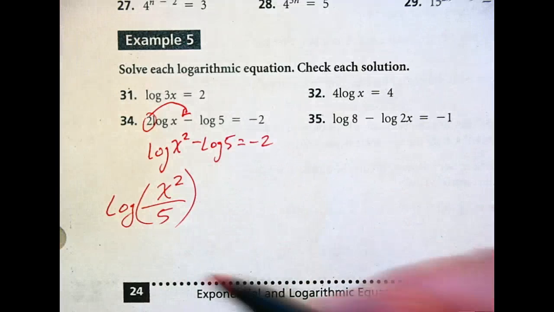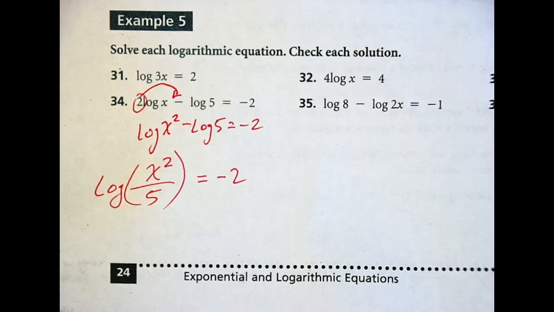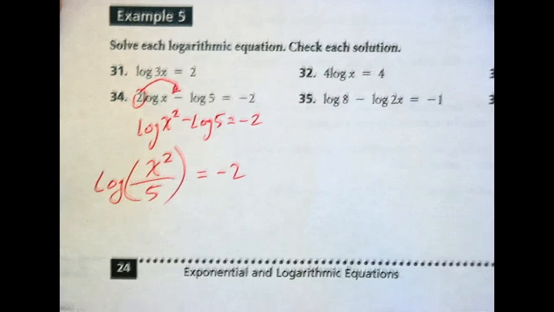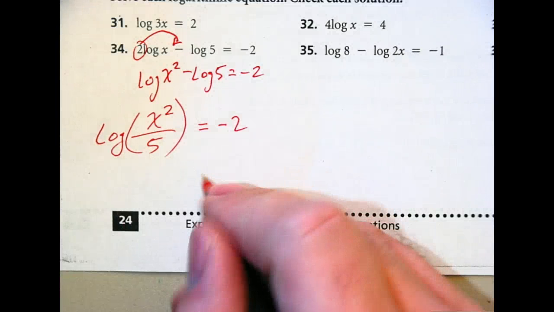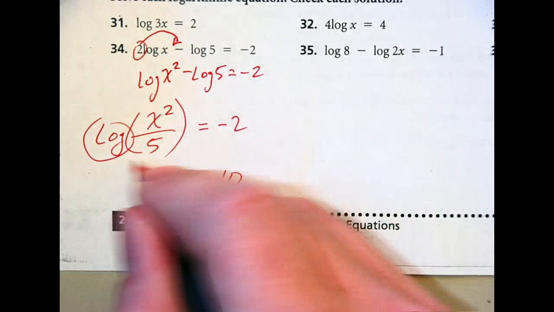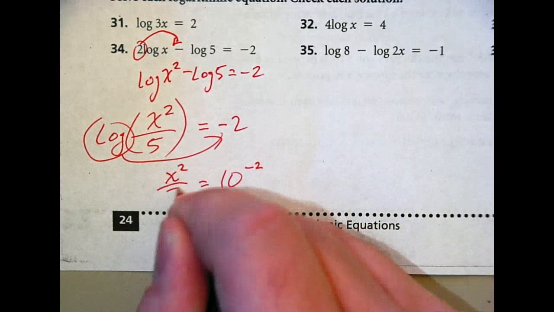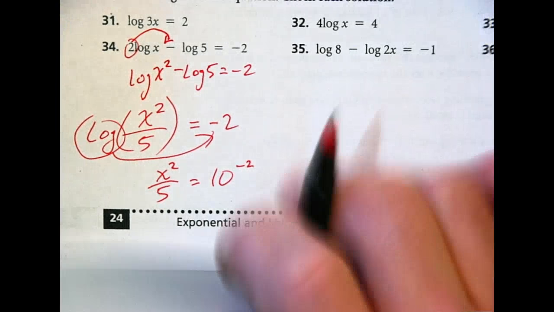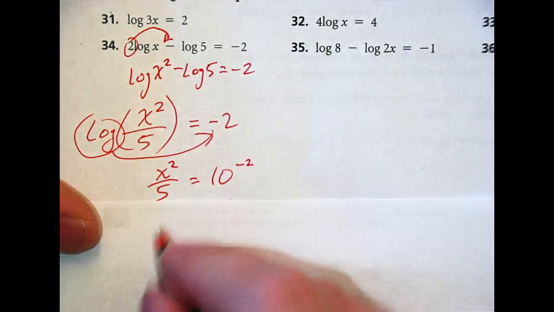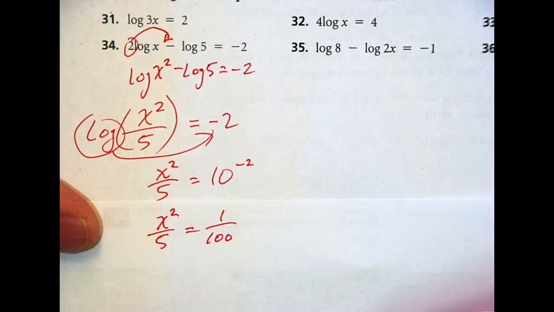Okay? And then once we get it as a single log, the next step is to go exponential. So this is base 10, so we move it over. As we swing that over there, that becomes 10 to the negative second equals x squared over 5. 10 to the negative second is 1/100th. So you have x squared over 5 equals 1 over 100. Then cross multiply. 100x squared equals 5.